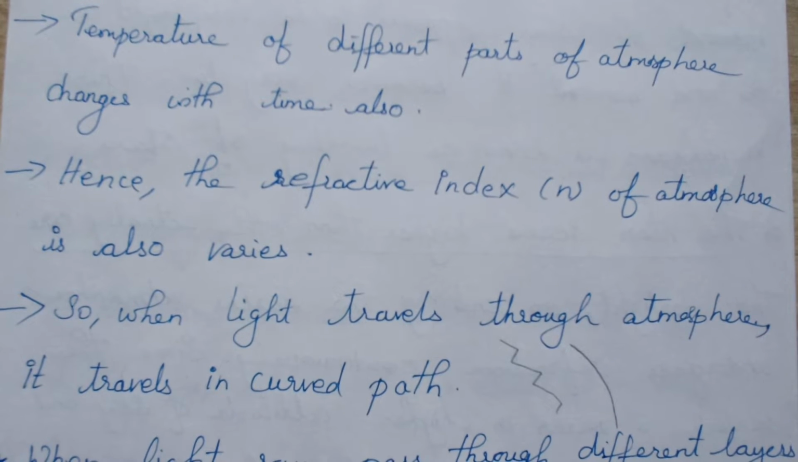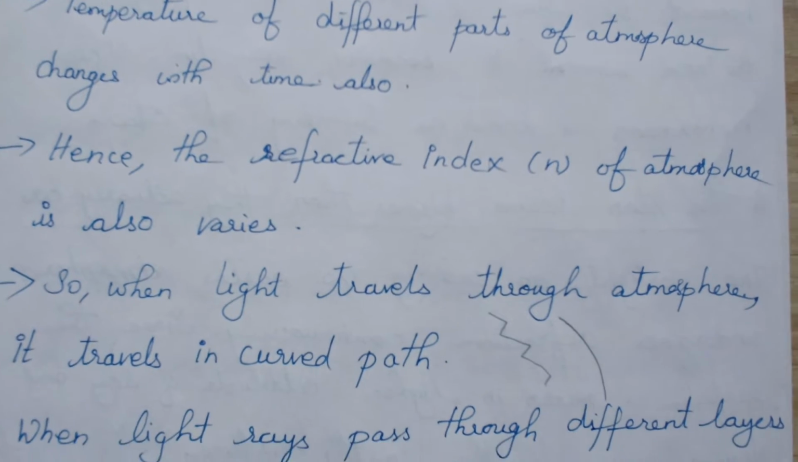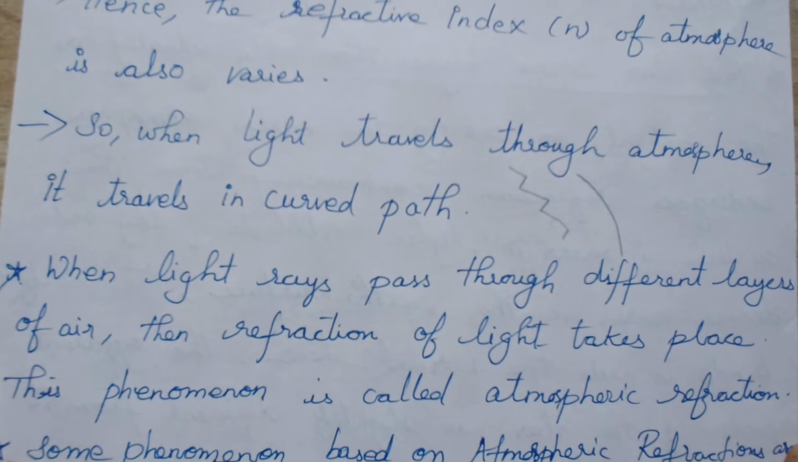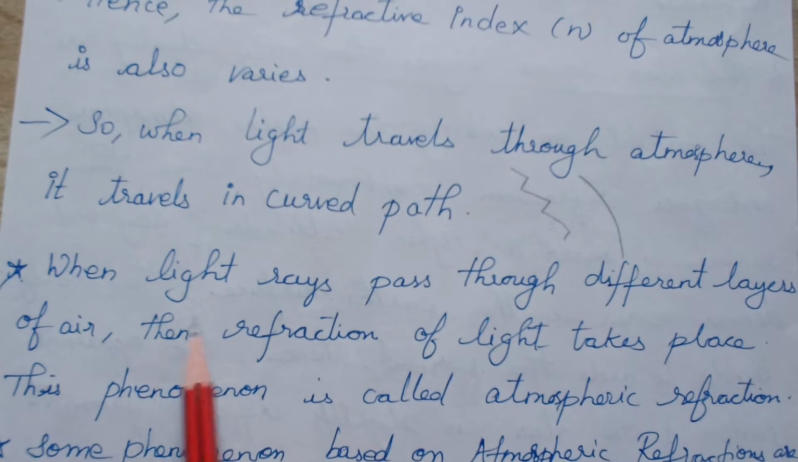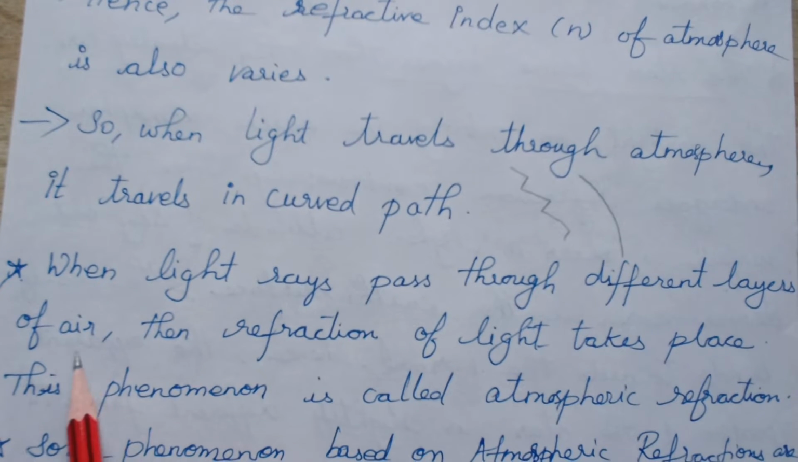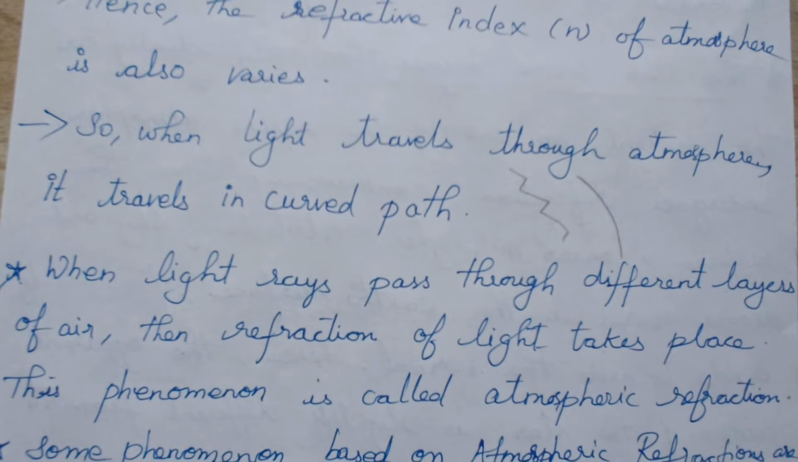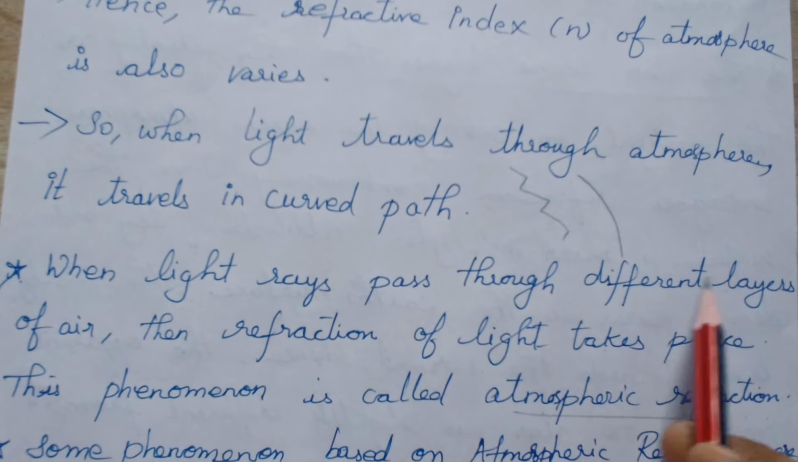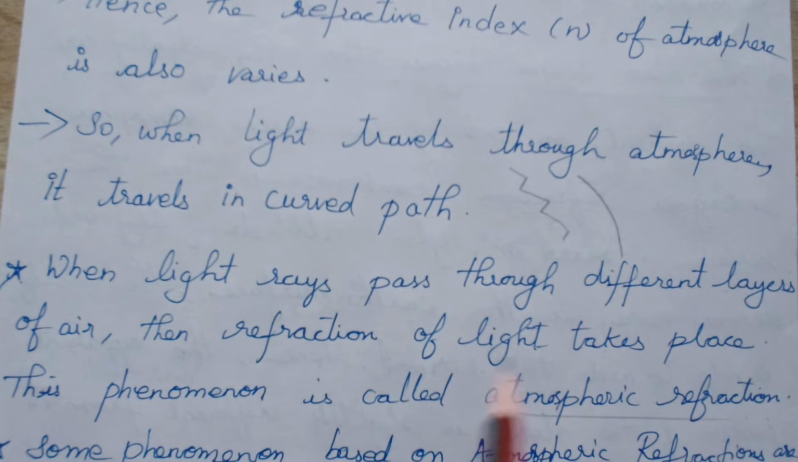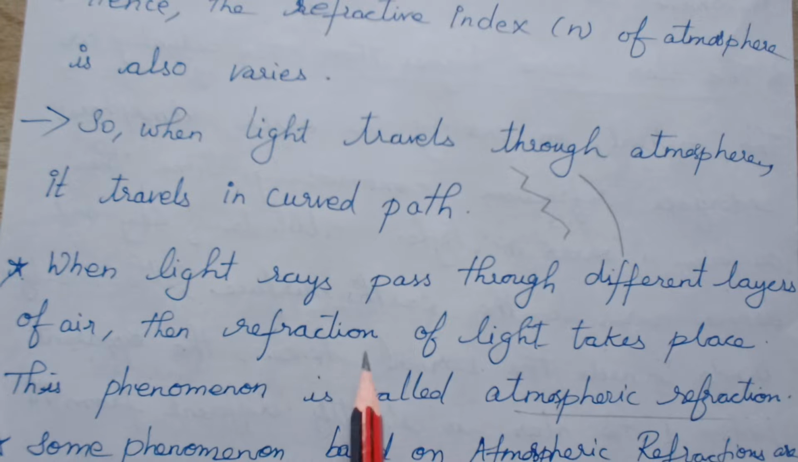Based on all this, we can give a definition of atmospheric refraction. When a light ray passes through different layers of air, then refraction of light takes place. This phenomenon is called atmospheric refraction. Why is there refraction of light taking place? Because of the temperature. There will be a rarer medium, denser medium, rarer medium, denser medium, and you will get refraction of light.